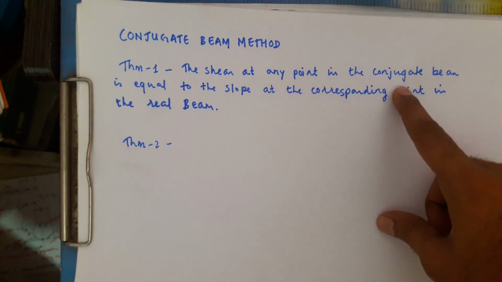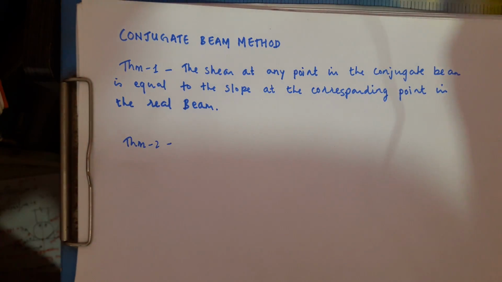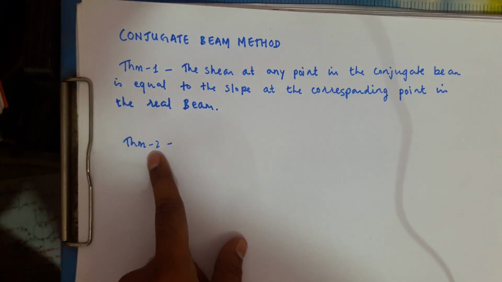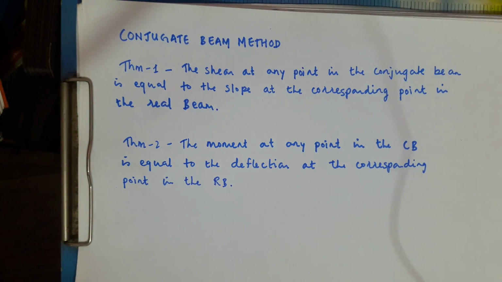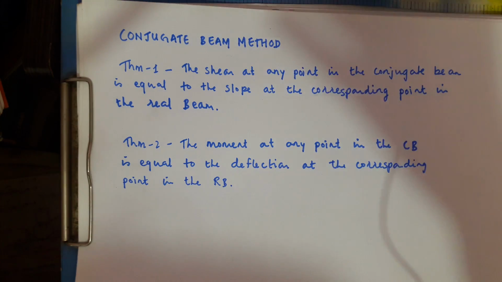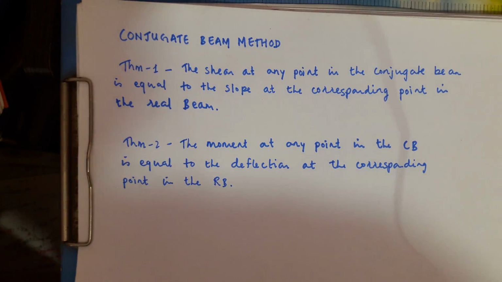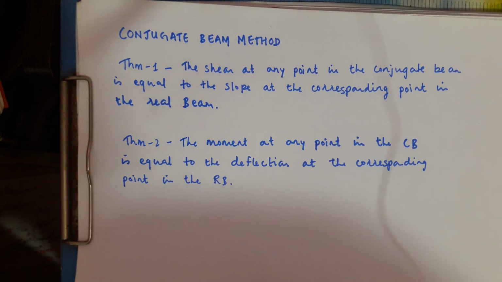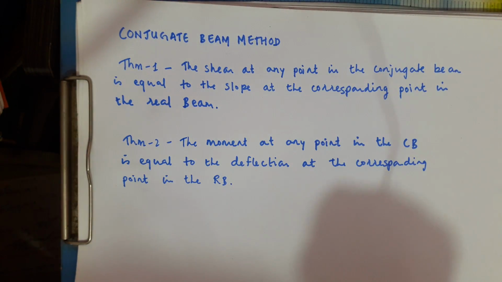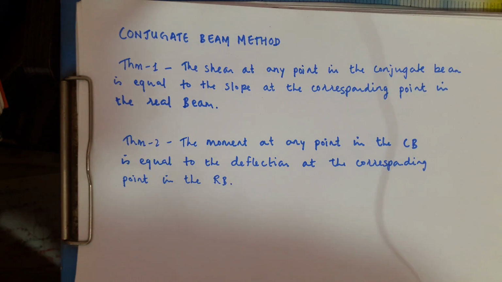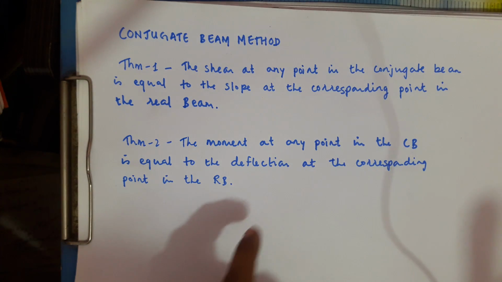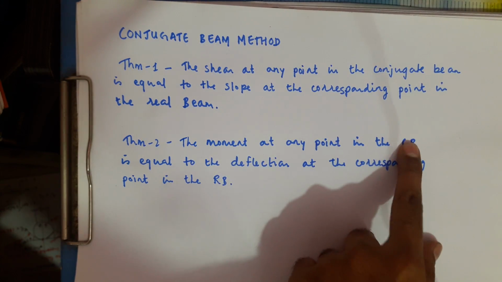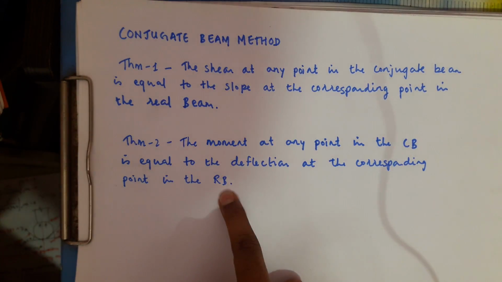This is about rotation. Theorem 1 deals with the rotation and theorem 2 deals with the deflection of the beam. So by theorem 2 we can easily find deflection by using the conjugate beam method. The statement here is: the moment at any point in the conjugate beam is equal to the deflection at the corresponding point in the real beam. So I told you they will give you a real beam, and that real beam you have to convert into a conjugate beam, and the moment in the conjugate beam is equal to the deflection in the real beam at that particular point.